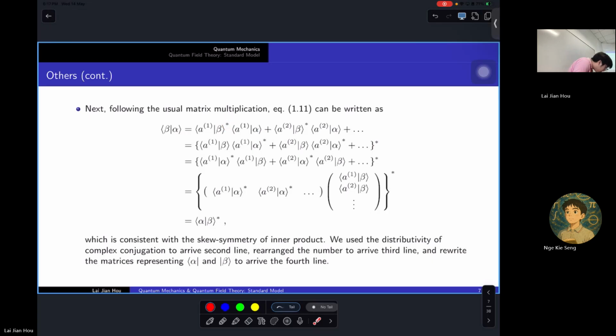Because these two are numbers, we can interchange between the two of them. And again, we see this as the component multiplied with the component, and we can write it as the row matrix multiplied by the column matrix. And again, we confirm the skew symmetry of the inner product.